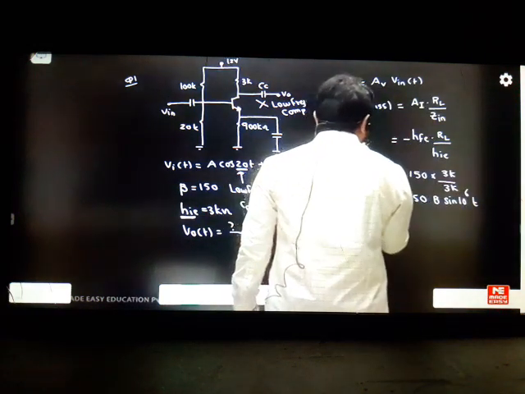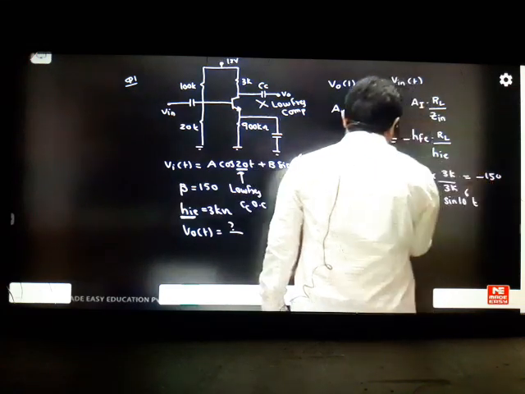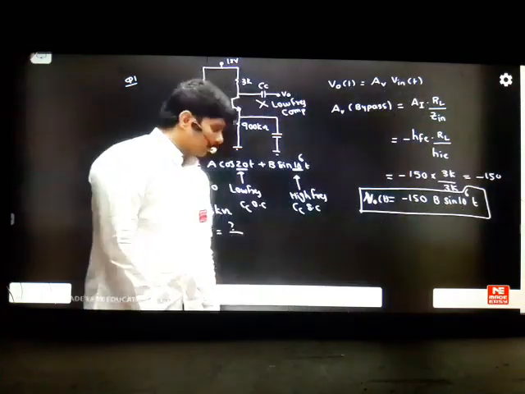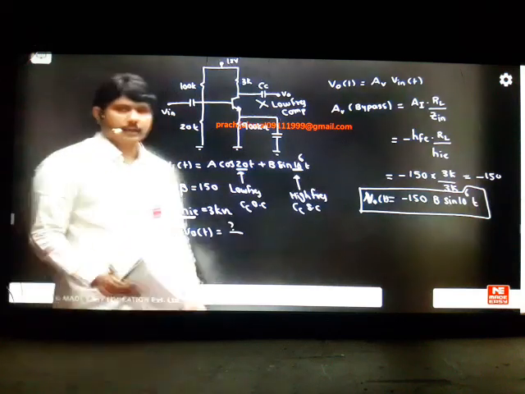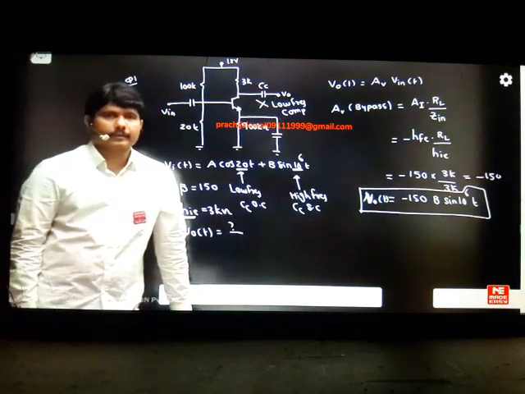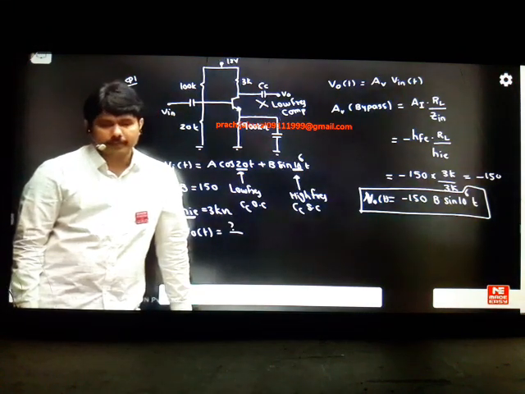So this will become your V naught of t. This answer is minus 150. Can you see that the output is coming like this? That is the secret of this question. Whenever they give low frequency and high frequency in RC coupled amplifiers, you have to stop the low frequency. Only the high frequency you have to take as an input. That is the meaning of this concept.